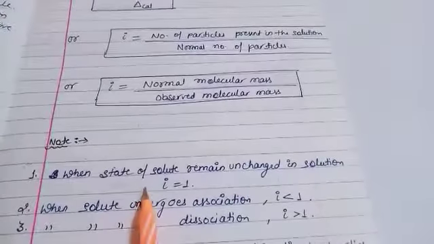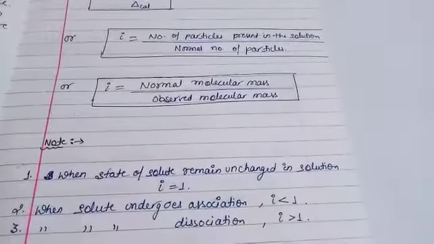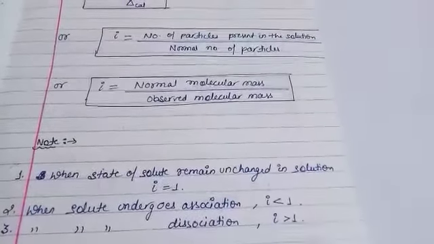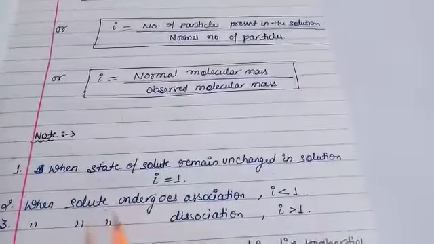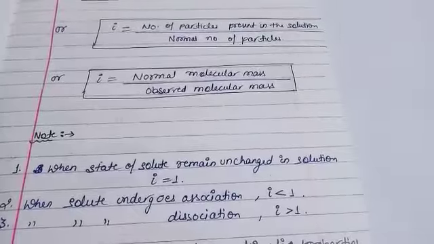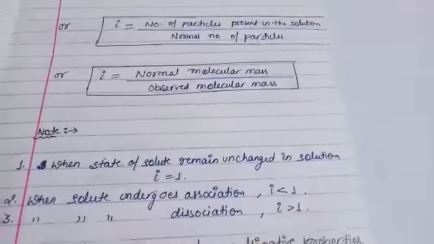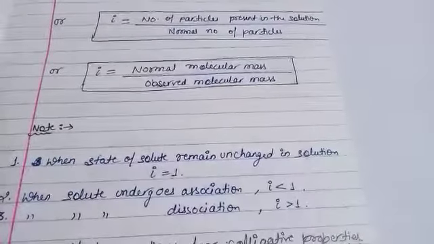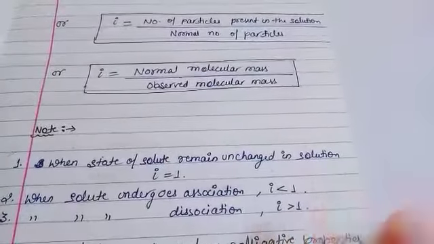Now this is again an important note. When the state of the solute in solution remains unchanged, meaning suppose you have dissolved something and the molecular mass remains the same, there is no change, in that case i is equal to 1. But if the solute undergoes association, meaning the particles combine and their number decreases, in that case i is less than 1. And if they undergo dissociation, meaning the number of particles increases, that one also shows abnormal molecular mass, in that case i is greater than 1. This one is a simple note.